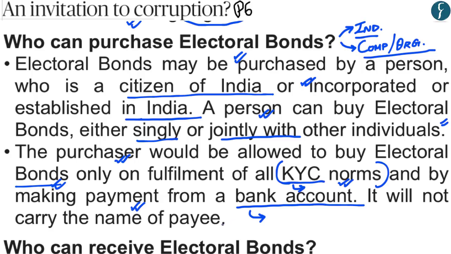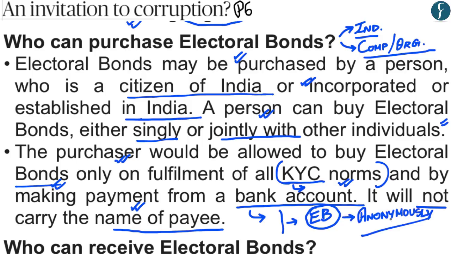Now, one of the most important aspects of electoral bonds is that it will not carry the name of the person who is giving the amount. Now it means that if you and me have made an electoral bond, then this bond would not carry our name, and therefore a person can buy an electoral bond anonymously or in incognito mode. And therefore this feature of electoral bonds has been the main reason for its critique. However, we'll try to understand further about this later in this section.